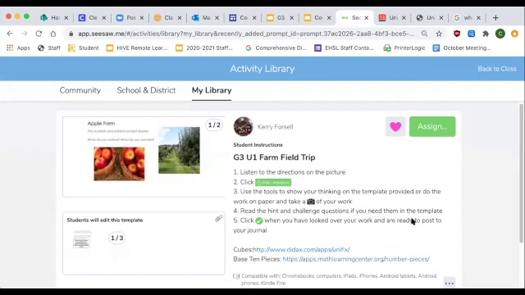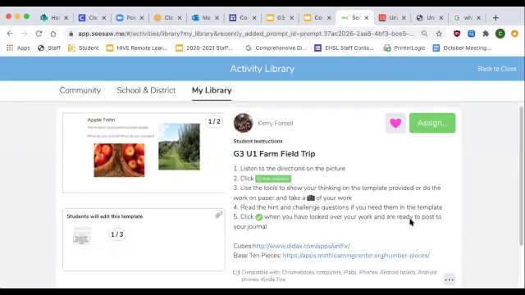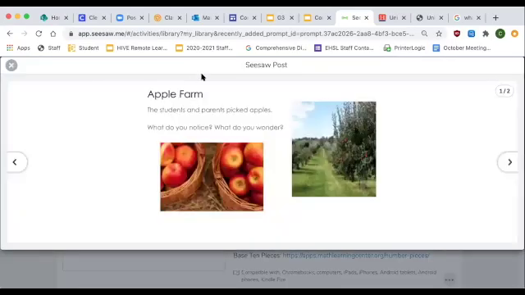Our math today is going to look a little different than some of the math problems that you're used to seeing. So today is a little bit more open-ended. I want to know your thinking. So let me show you what it looks like today. The apple farm. The students and parents picked apples. What do you notice and what do you wonder?